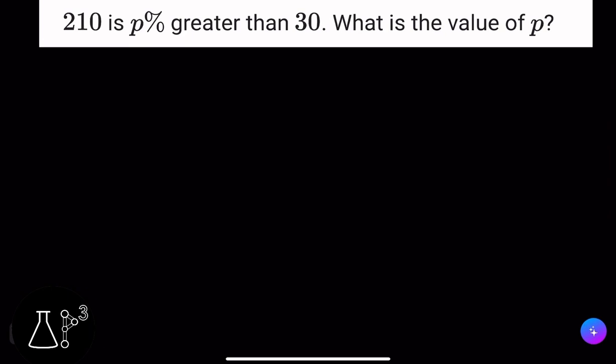Okay, this is going to be the last question for today. It looks simple, but this question is a trap, and you'll see why. 200 is p% greater than 70. What is the value of p? Well, I'm given 210 and then 30. So is it just 700%? Because what is 700% divided by 100? That equals 7. And then 30 multiplied by 7 equals 210. So therefore, p equals 700.